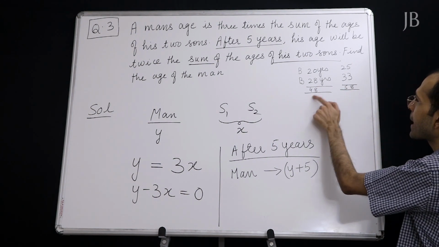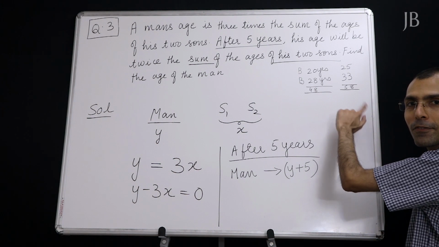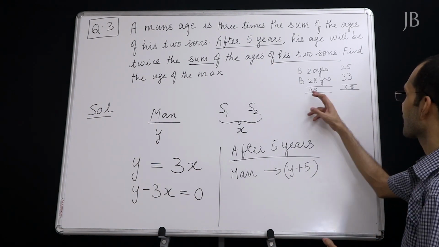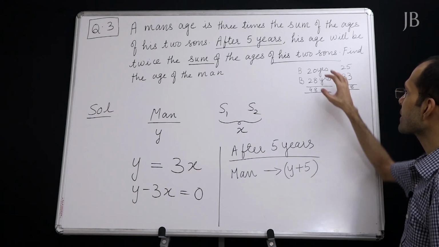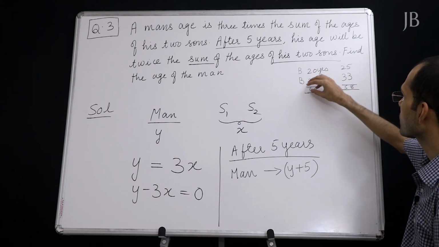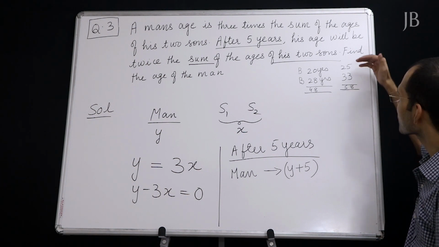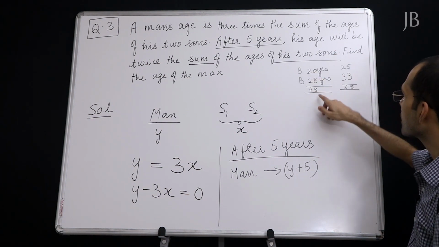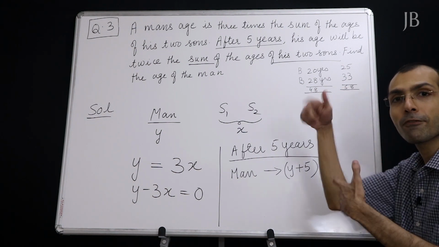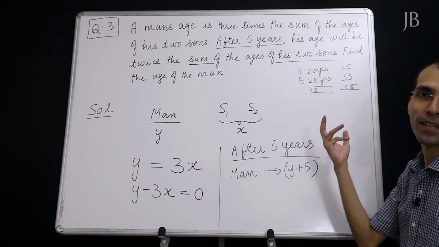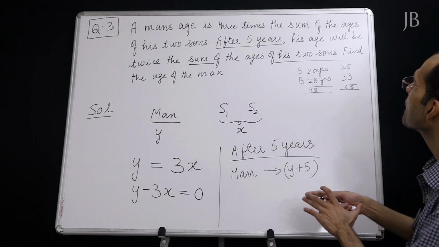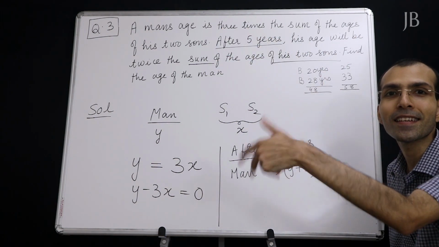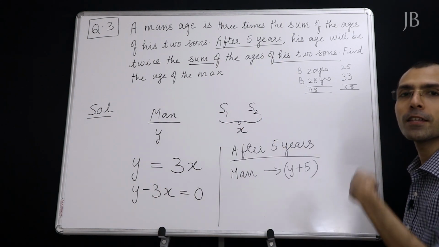Now look at the gap. The gap is not 5, the gap is 10 years. So what has happened is this person increases by 5, this person increases by 5, so their total increases by 10. Double of 5. That is why. The same sum can be modified. If a man's age is 3 times the sum of the ages of his 3 sons, then accordingly you will change.